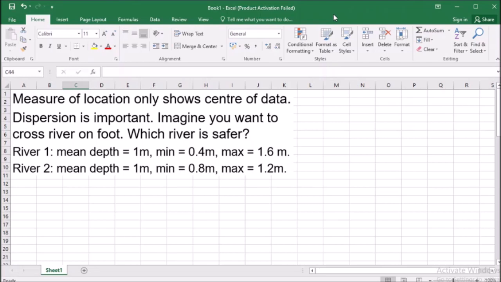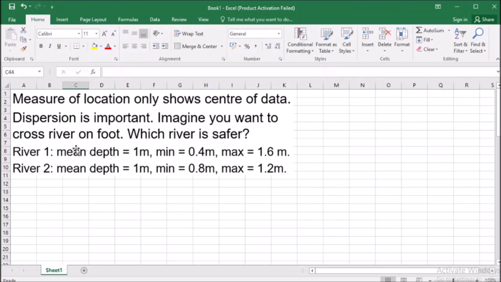Last week we looked at measures of location, which is basically different forms of averages, different forms of means. This week we'll have a quick look at measures of dispersion. Basically, these are the measures that show how spread out the data is. Dispersion is sometimes important, as in the next example.